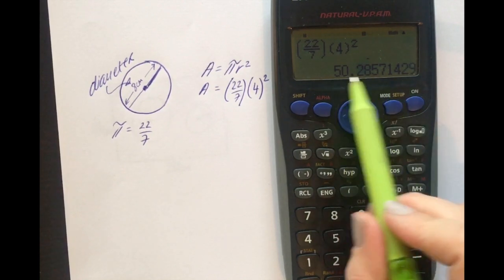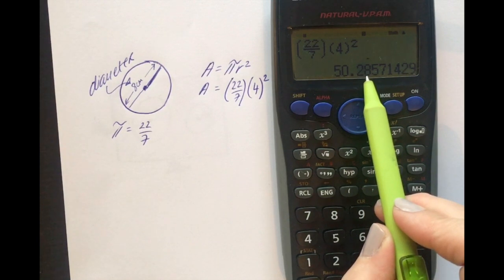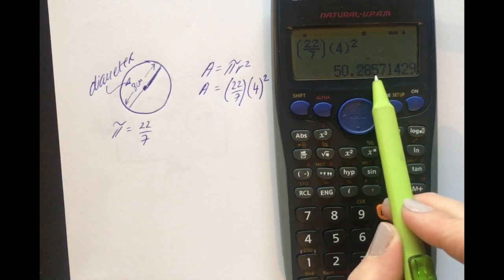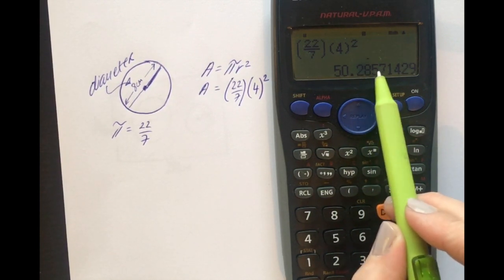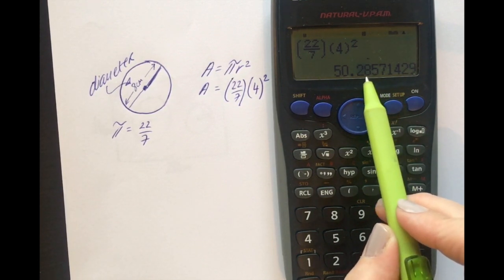50.2857. I'm going to do this to 2 decimal places, guys. So if you look here, 50.28, it's always the number after that which is going to be significant. Given that that's a 5, that is going to bump up the 8.